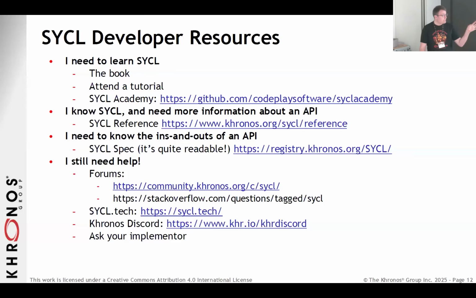And if you need help, there are lots of ways to get in touch with us. If you want to give us feedback, you can do so directly through GitHub issues, but also the Khronos forum and Stack Overflow, which we monitor through sycl.tech. Khronos has a Discord as well, so you can join the community to talk about SYCL there. And of course, ask your implementer, tell them your bugs, tell them stuff that doesn't work.